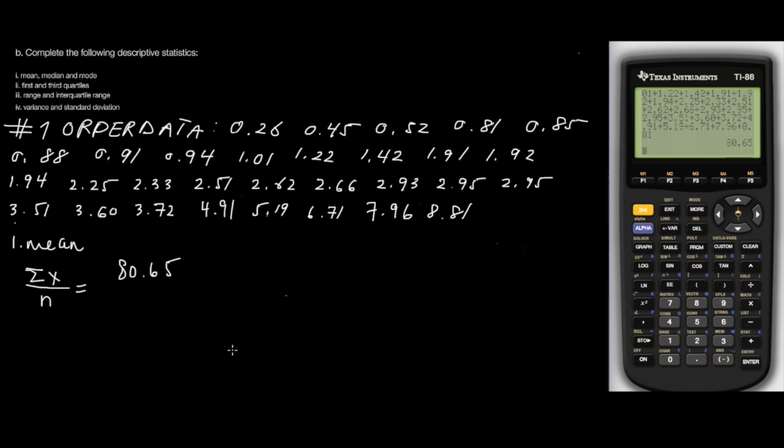And we know that we have 1, 2, 3, 4, 5, 6, 7, 8, 9, 10, 11, 12, 13, 14, 15, 16, 17, 18, 19, 20, 21, 22, 23, 24, 25, 26, 27, 28, 29, 30 values. So our sample size is of size 30. Now we're just going to divide through.